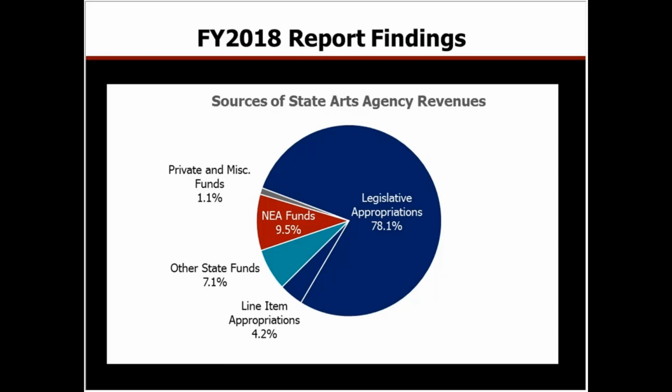Consistently over time, state general funds provide a large majority of total appropriations. In 2018, state general funds accounted for 78.2% of total state funds.